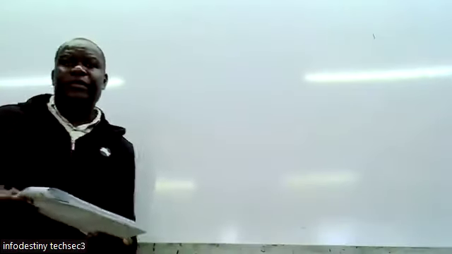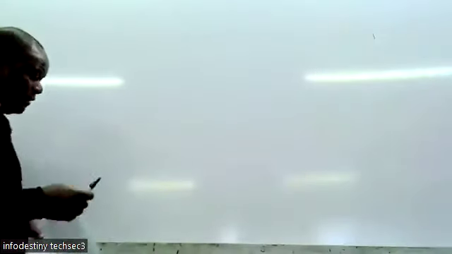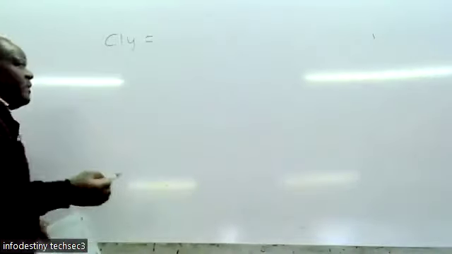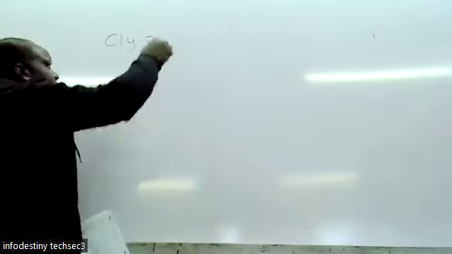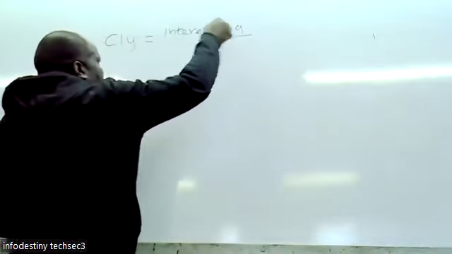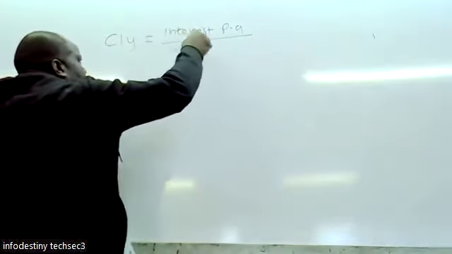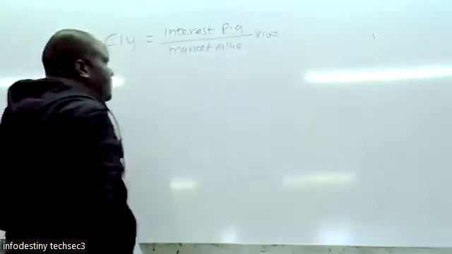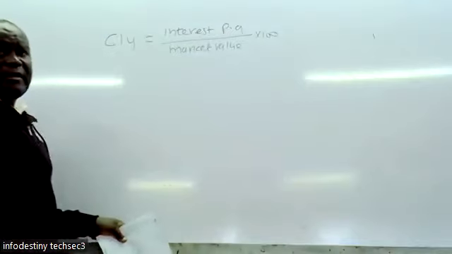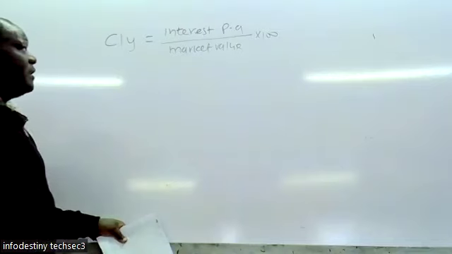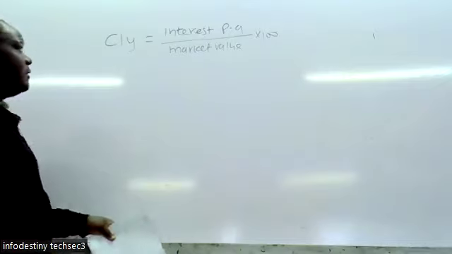of the bond. To get the current yield, it is simply given by interest per annum divided by the market value. Then you show it as a percentage. So you simply take the interest per annum, divide by the market value, then you express it as a percentage.